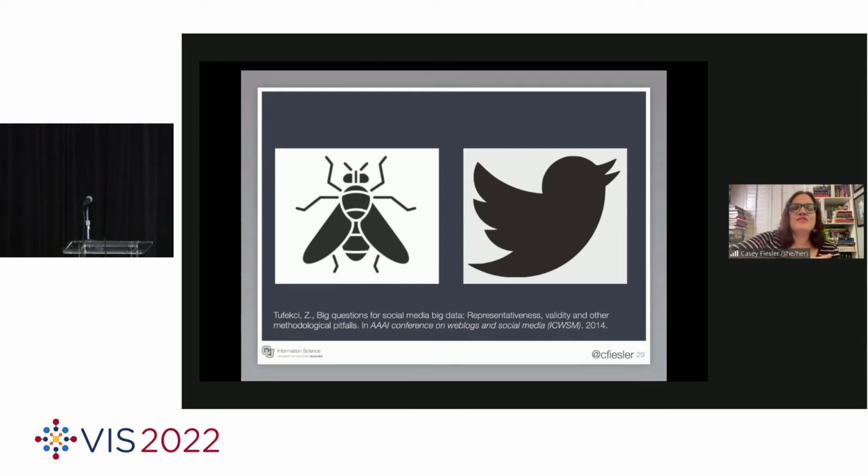There's so much research that uses public social media data because it's there. And Twitter in particular, it's really there. And there's a public API. This has been true for years and years and years. Zeynep wrote this paper in 2014.